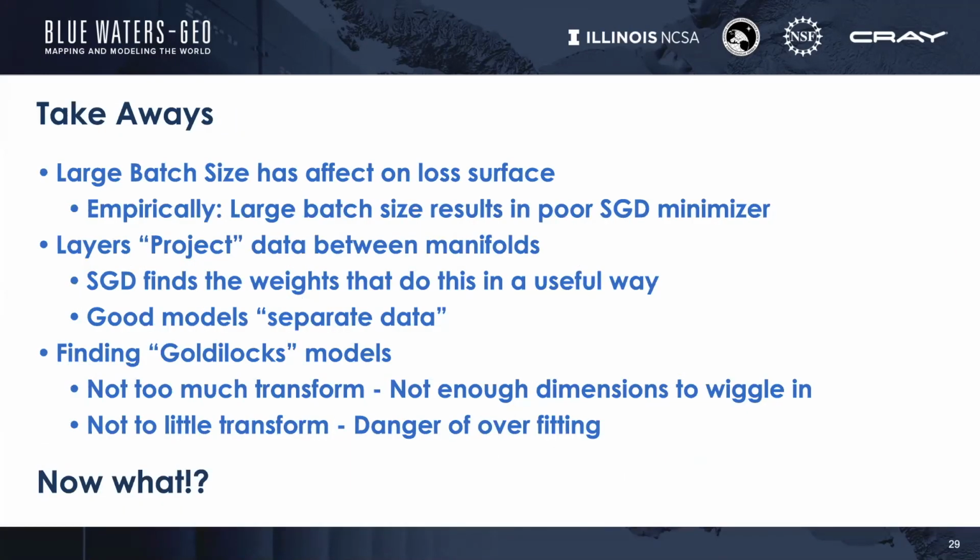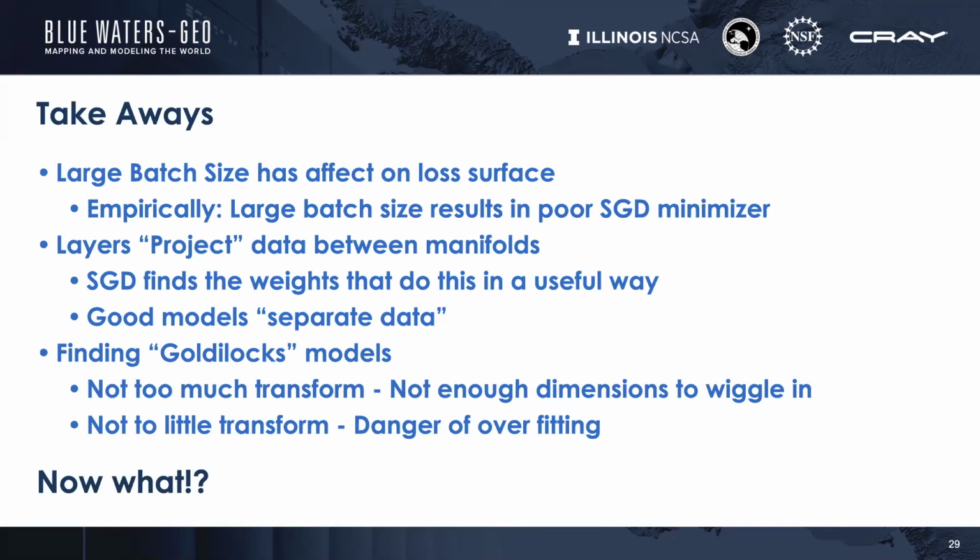All right, so key takeaway: large batch size has an effect on the loss surface. Empirically, large batch size results in a poor stochastic gradient descent minimizer. Layers project data between manifolds. Stochastic gradient descent finds weights that do this in a useful way. Good models, quote unquote, separate data. And all of this is to find Goldilocks models. Not too much activity, and not too little.